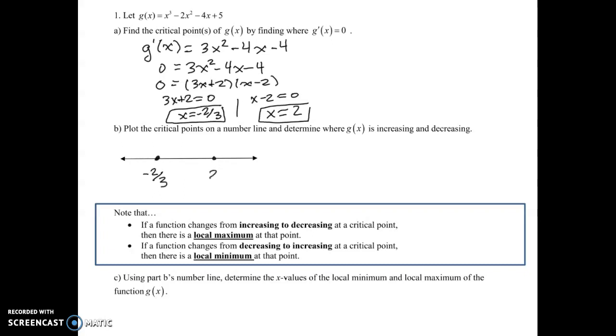You do have to put them in the correct order, from negative to positive. And then determine where g of x is increasing or decreasing. So how do we know that?